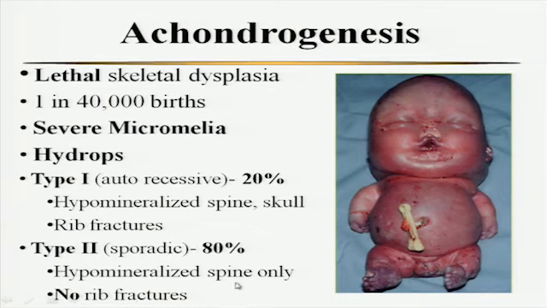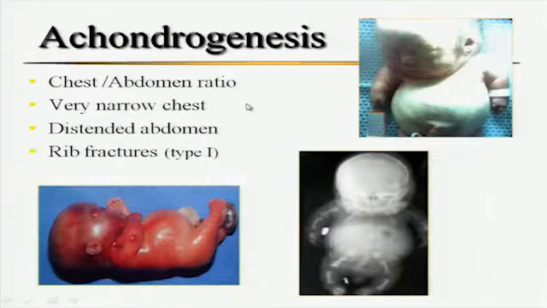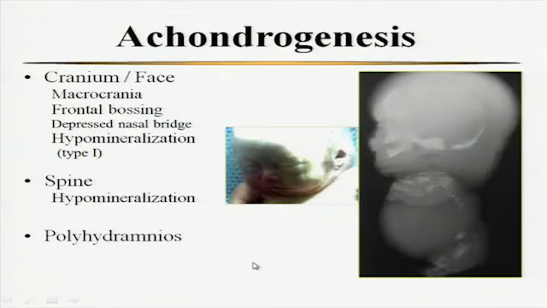So what do I see? What else can I find? Where else do I look? That's what you should be thinking as you're going through these. Achondrogenesis, the bone severe micromelia, redundant soft tissue, and that can mimic hydrops, because of this tissue redundancy, because that bone isn't stretching out the tissues of the arm and legs the way that it should. You have an abnormal chest-abdomen ratio, a very narrow chest, distended abdomen, and again, rib fractures in type 1.